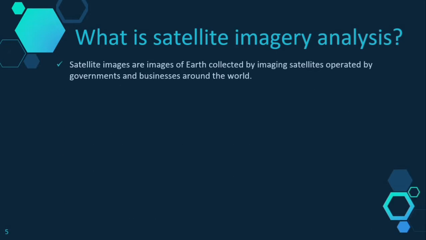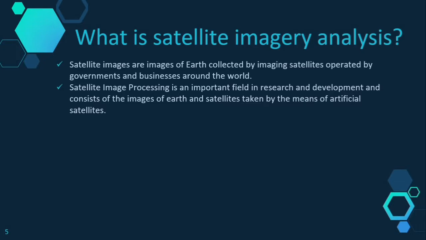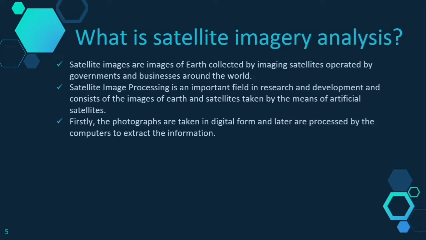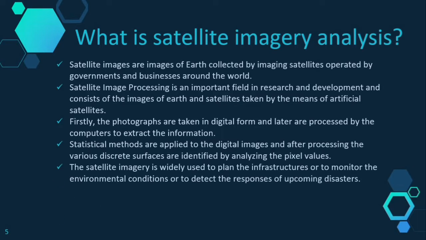Satellite images are the images of the Earth collected by imaging satellites. Satellite image processing is an important field in research and development. It consists of the images of the Earth and satellites taken by means of artificial satellites. In satellite image processing, the photographs are taken in digital form and later processed by computer to extract the information. Statistical methods are applied to the digital images and after processing, the various discrete surfaces are identified by analyzing the pixel values. Satellite imagery is widely used to plan infrastructure, to monitor environmental conditions, or to detect the response to upcoming disasters.